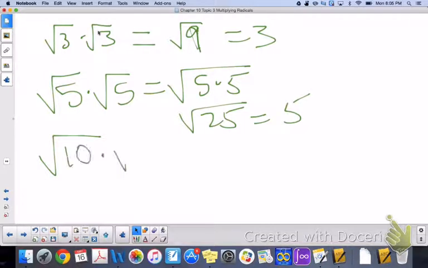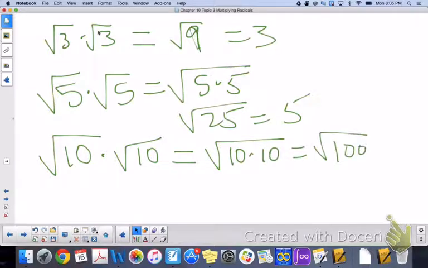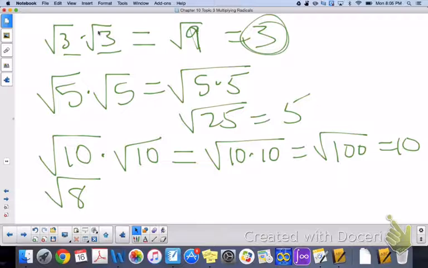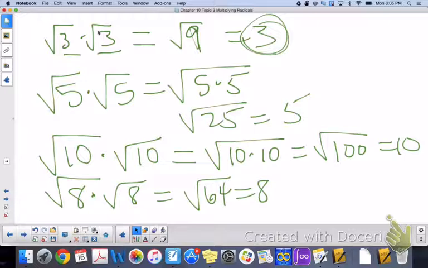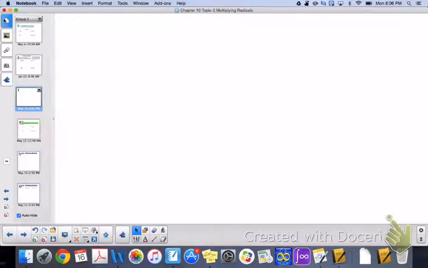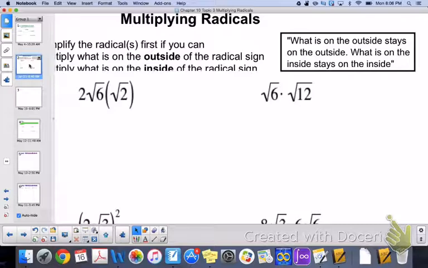Square root of 10 times the square root of 10. Well, the square root of 10 times the square root of 10 is the square root of 10 times 10, which is the square root of 100, which is 10. See the pattern? If you multiply a radical by itself, you get the number inside. Okay? Root 8 times root 8. Well, 8 times 8 is 64, and the square root of 64 is 8. So that is something that you want to remember when doing these. Now, going back to the problems on your packet, we have these ones right here.